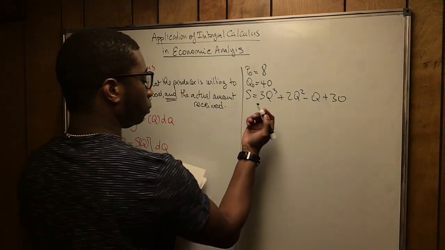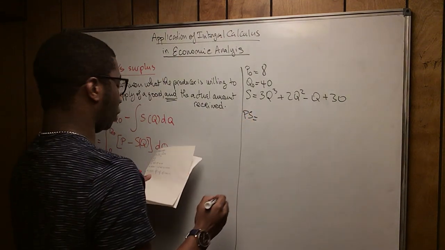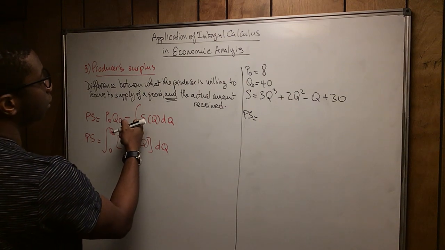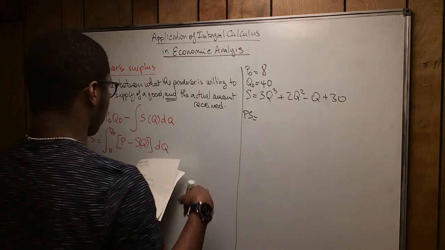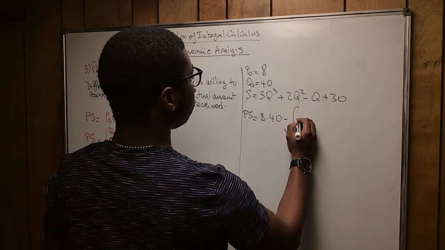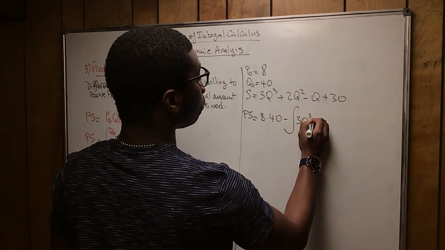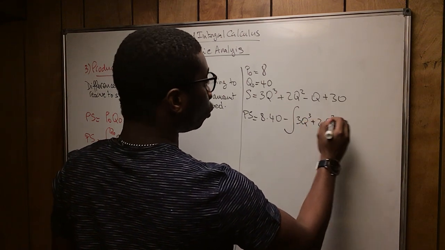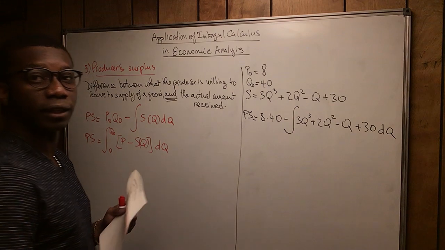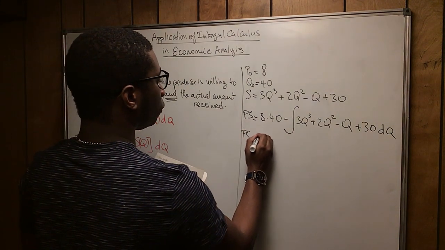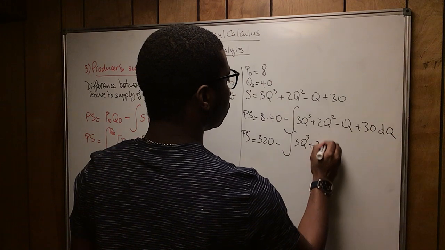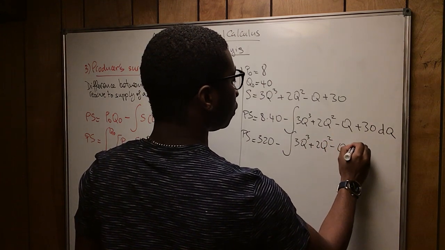All right, so you simply do this. P0 times Q0 minus the supply function. So it's going to be 8 times 40 minus the integration of 3q^3 plus 2q^2 minus q plus 30 dq. All right, this is going to give you 320 minus the integration of 3q^3 plus 2q^2 minus q plus 30.